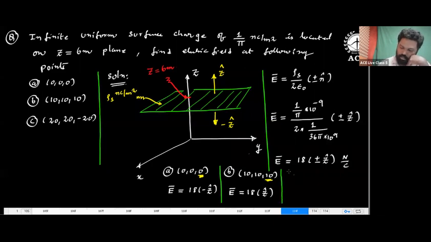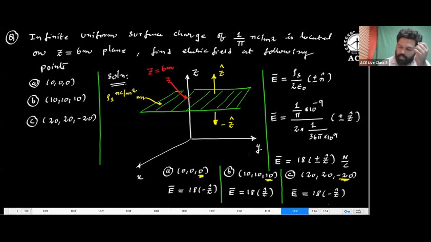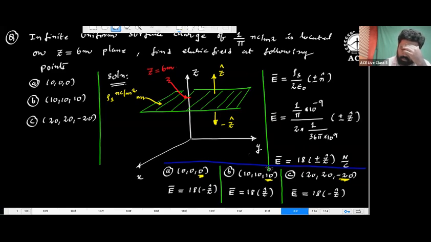Last one. Point C. 20, 20, minus 20. Is it below the sheet or above the sheet? 20, 20, minus 20. That is below the sheet, beta. If it is below the sheet, how can you notice from here? So the electric field is in the negative Z direction. That is the story. Clear? Yes. Very simple formula. The only thing is you should decide which is normal. Okay. Let us have one more question on this infinite sheet.